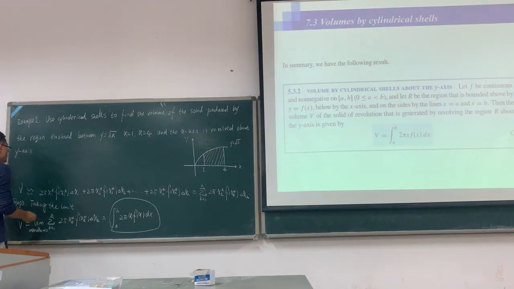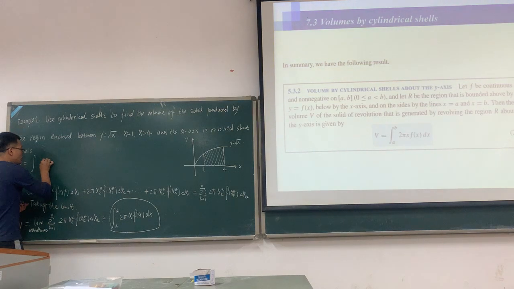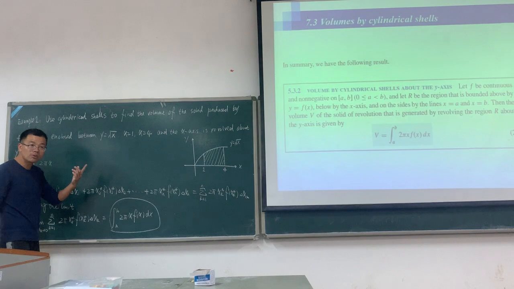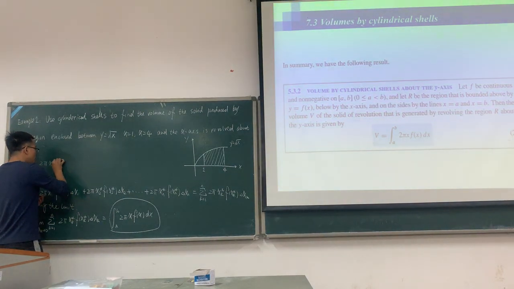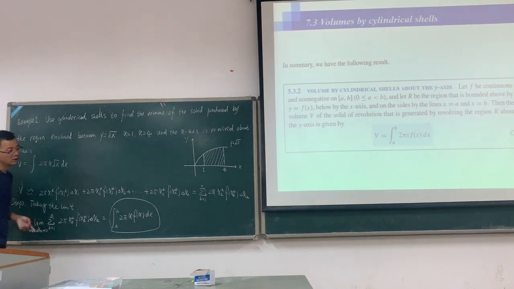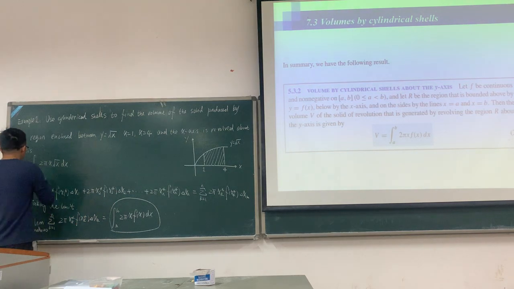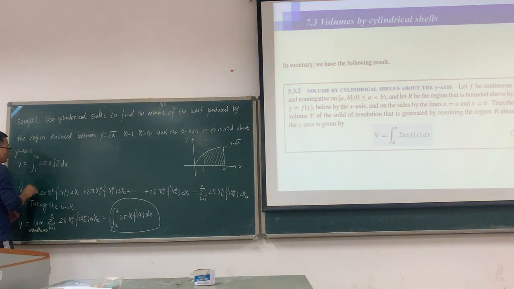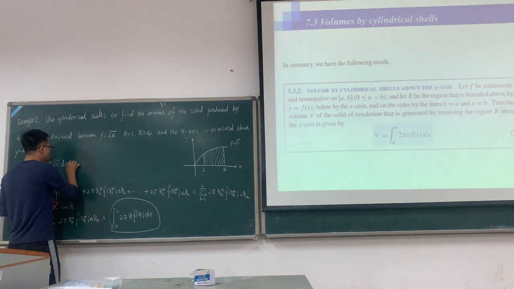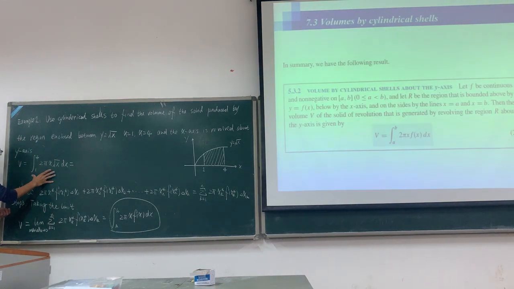So the volume is equal to the definite integral of 2 pi x f(x), where f(x) is the square root of x, so the square root of x dx, from 1 to 4. We just need to find this definite integral.